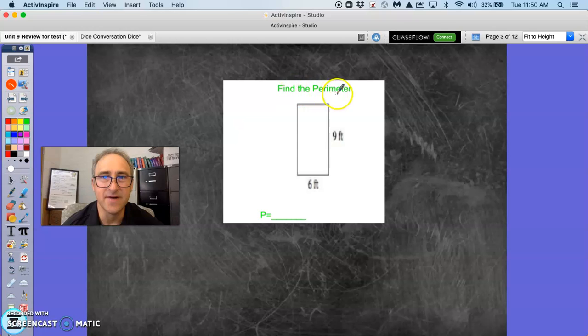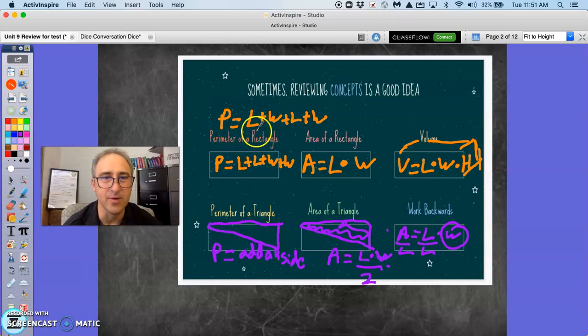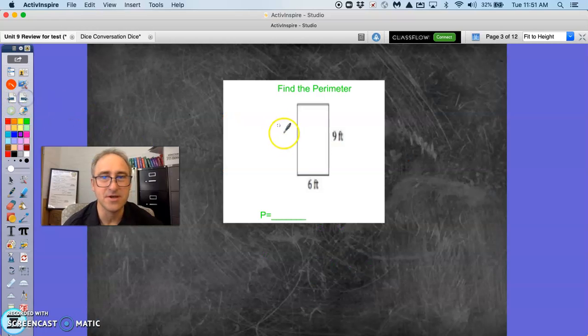So this question says find the perimeter of this rectangle. So going back again, and if you didn't write these down, you might want to write them down for the test. If you're in class, they may or may not be on the board, so you may want to write them down. Perimeter is 2 lengths plus 2 widths. But we're only given 1 length and 1 width. I'm missing 2. Oh yeah, they're the same.